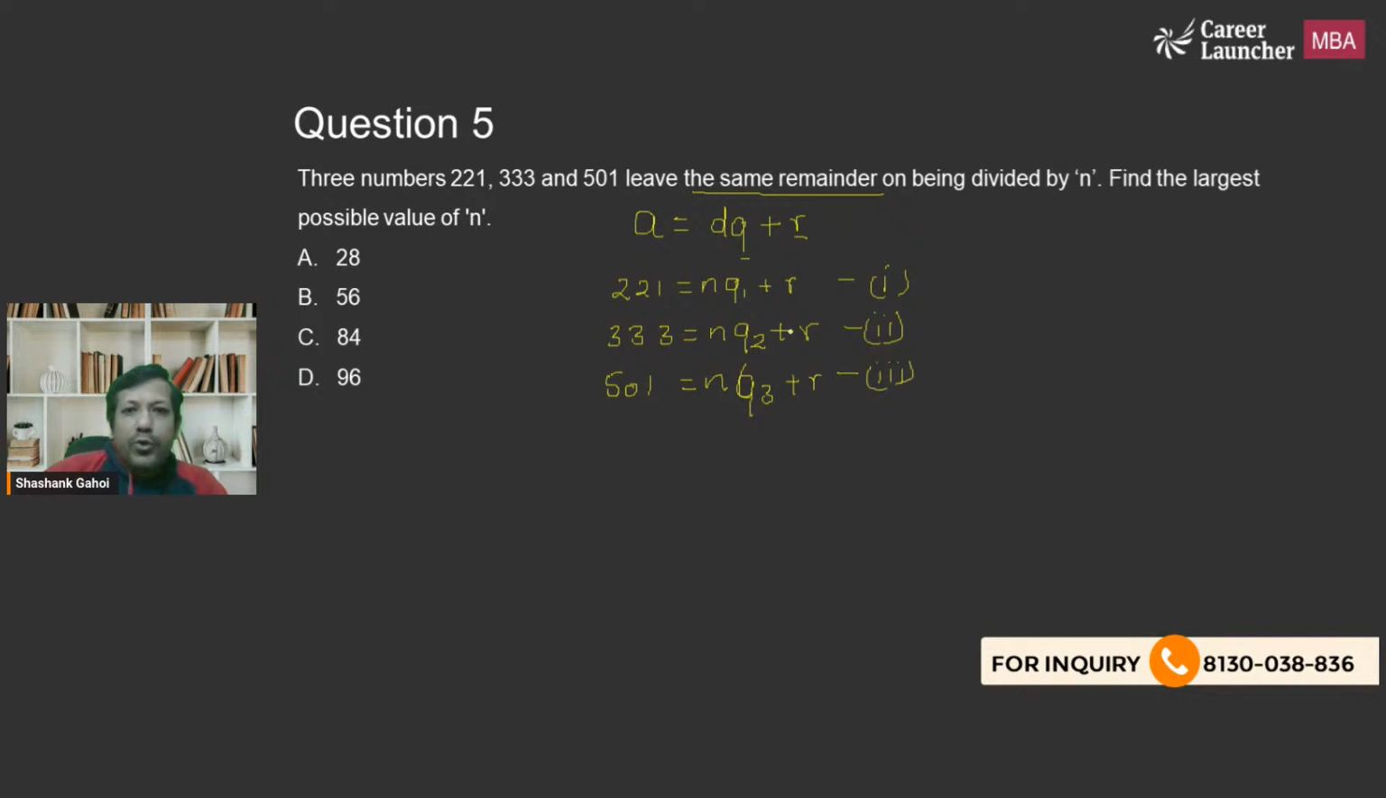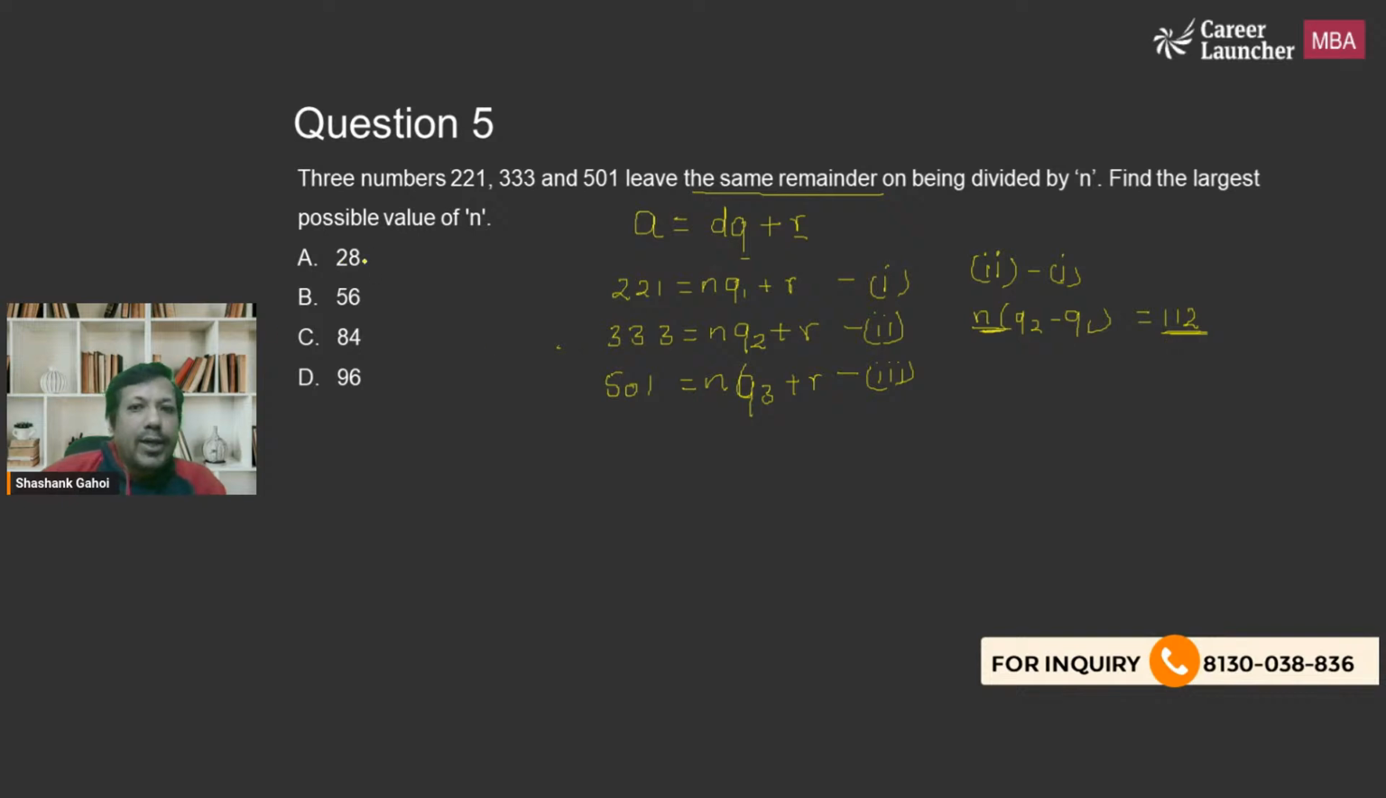So what I am going to do is equation 2 minus equation 1. R will cancel out, so I get n times (Q2 minus Q1), and that is equal to 333 minus 221. That is going to be 112. It means n should be a factor of 112.